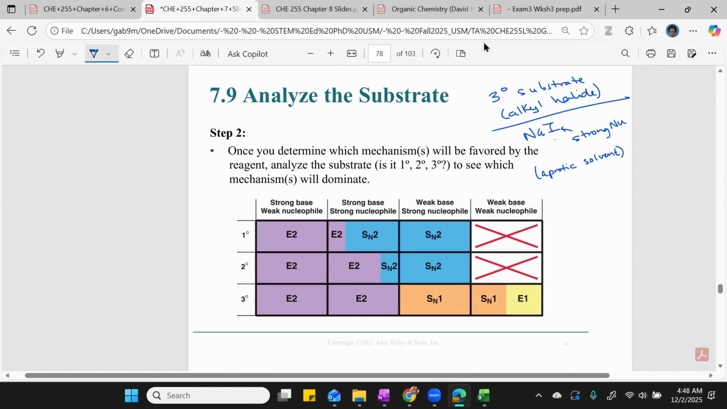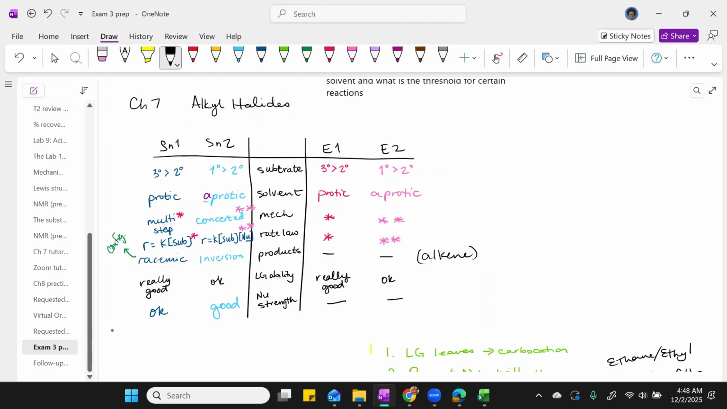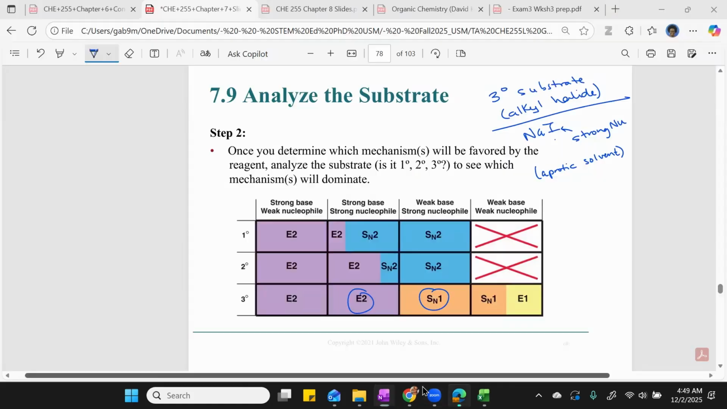Okay, so the possibility is either we have an E2 or an SN1, which we know from our table. Again, if you go back to that, you actually see tertiary undergo an E1 mechanism rather than an E2 mechanism. Okay. So of course, given one of our products shows as a salt, NaCl, we know it's going to undergo SN1 in this case.